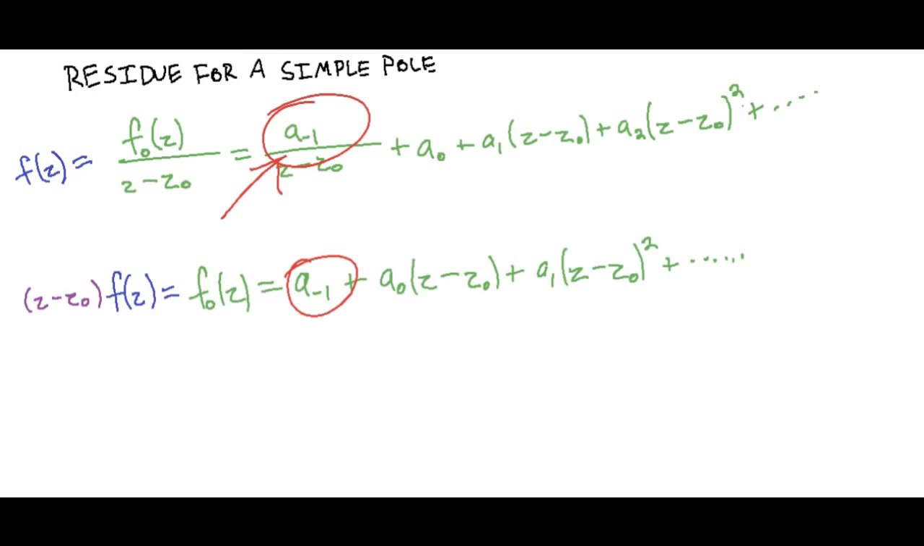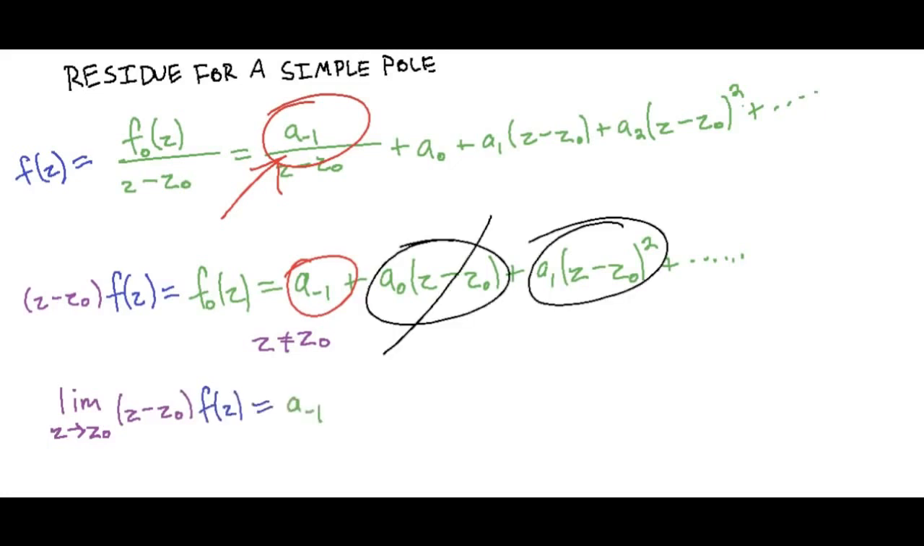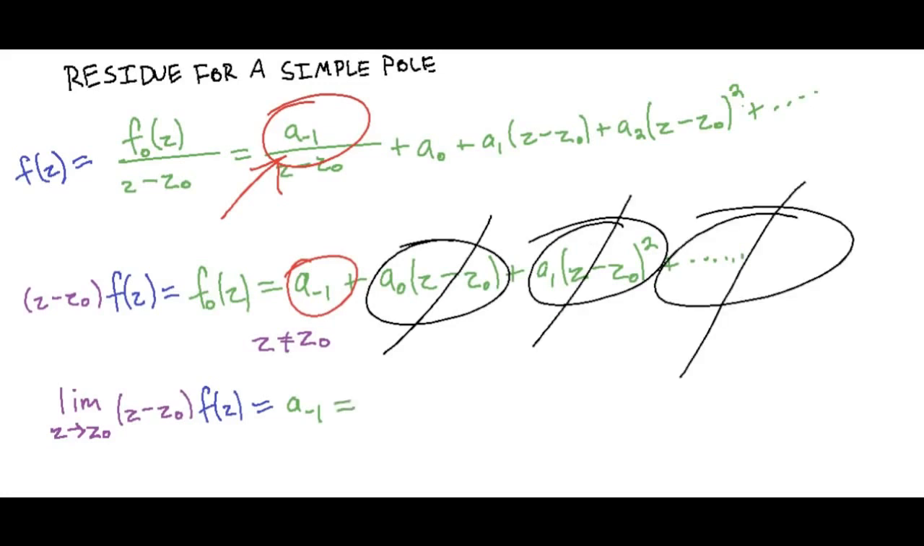So the question is, how can we extract just this one term? Well, by evaluating the function at z equals z naught, every term will cancel to 0 except this one constant term. But we can't actually let z equal z naught, because according to our original function, that would mean we would be dividing by 0. So what we can do is take the limit as z goes to z naught. That will give us our a sub minus 1 term, because this term will equal 0, this term will equal 0, and all these infinite amount of terms will go to 0. And what we are left with is our residue of our function at our pole.